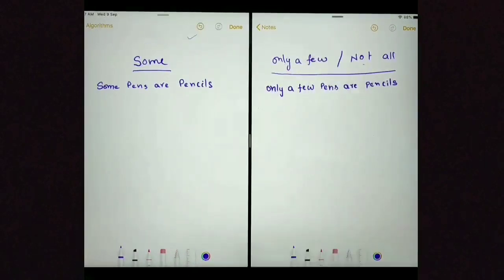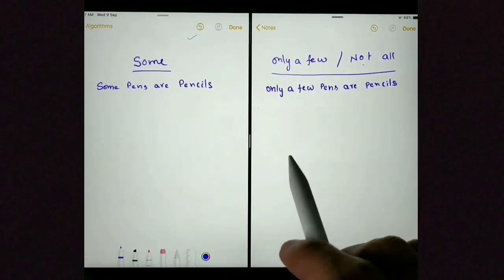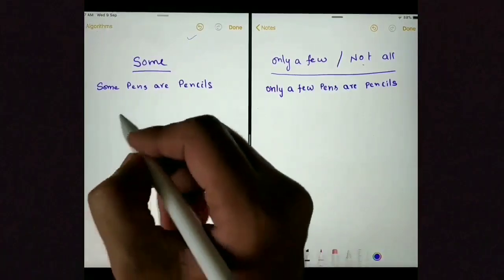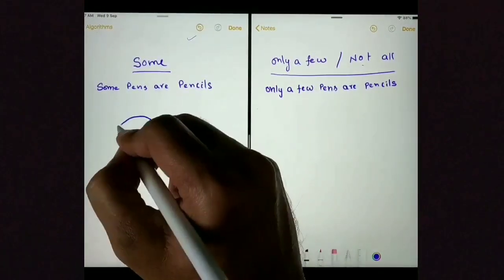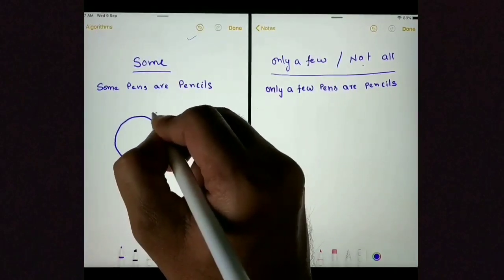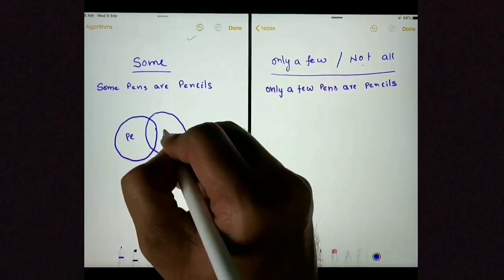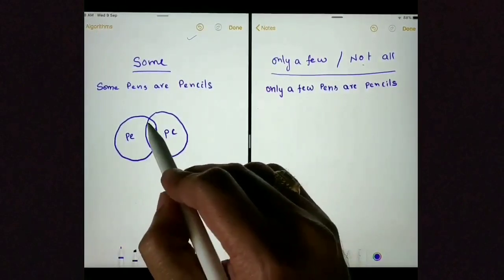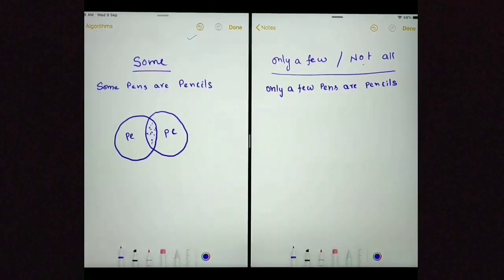Now we will see the difference between some and only few or not all. Both are the same. Let's first draw the Venn diagram. The Venn diagram will be the same for both. How do we draw the Venn diagram for some pens are pencils? We draw two circles intersecting each other. One is pens and one is pencils. It means some pens are also pencils.